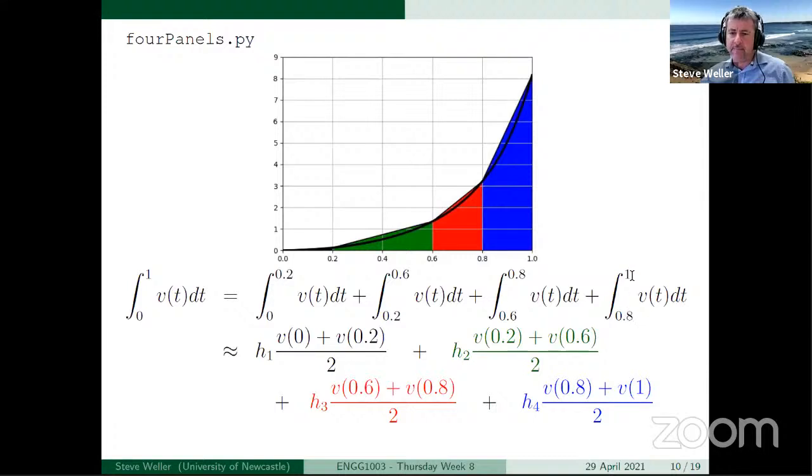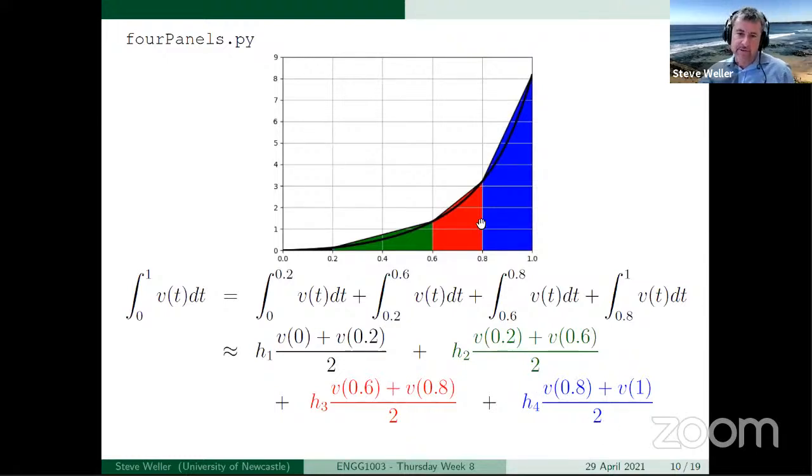The area under the V curve between time 0.8 and time 1 is given by the width, H4, which is the width of this blue panel, times these two numbers divided by 2. Remember how I said it's the average of the two values. So it's the average of the function v at 0.8 and the value of v at time 1. That's what v at 0.8 and v at 1 means. And then take the average of them.